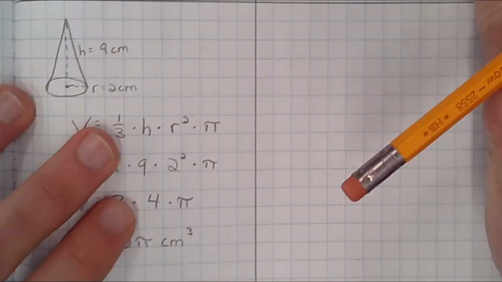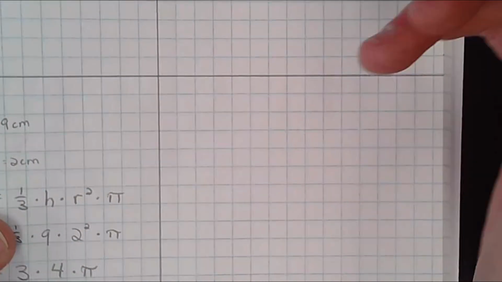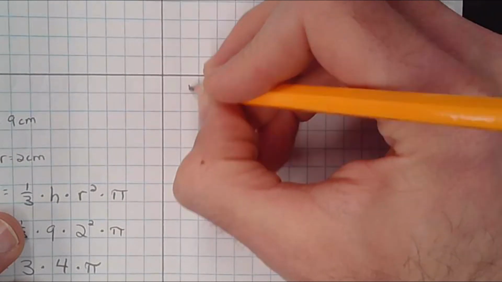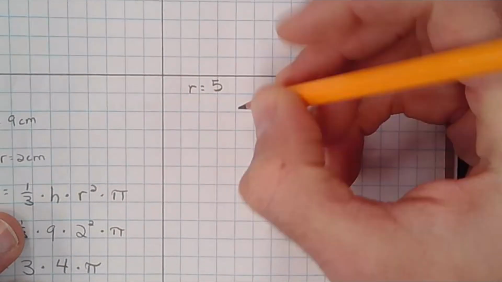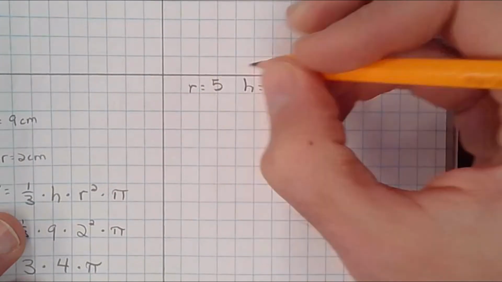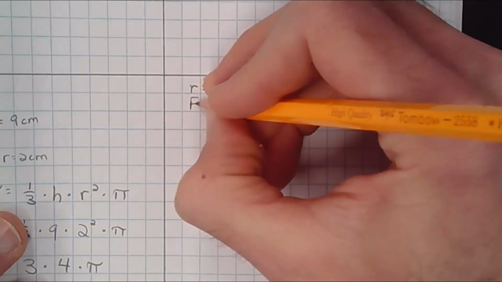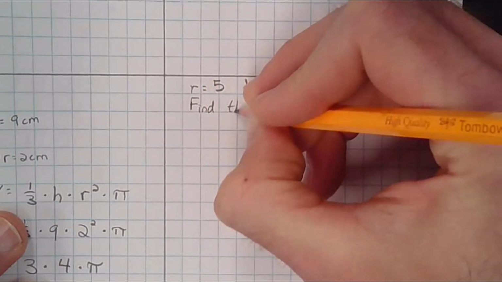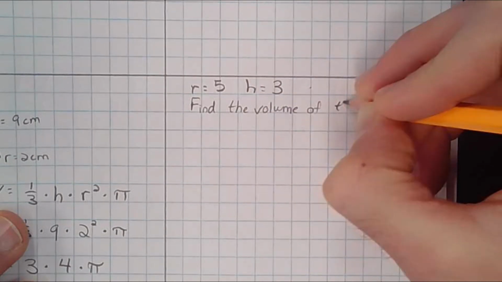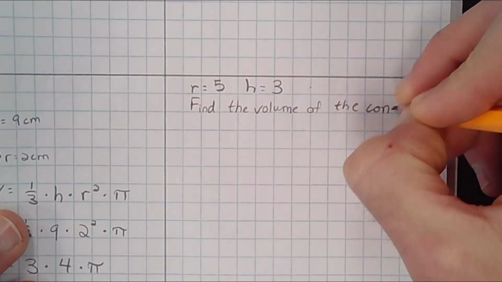In box number 4, I want you to draw yourself a cone whose radius is 5 and whose height is 3. Find the volume of the cone. Ready? Go.